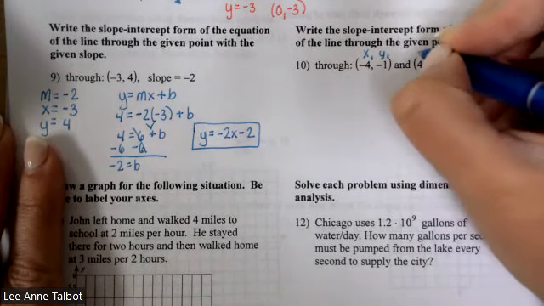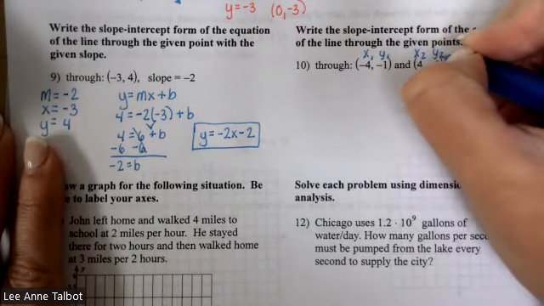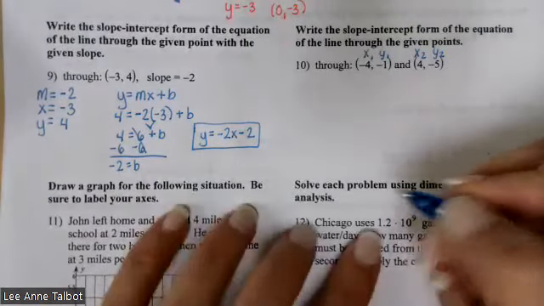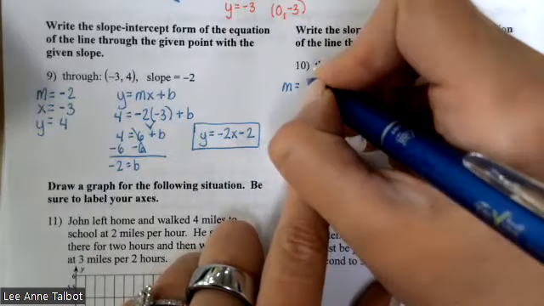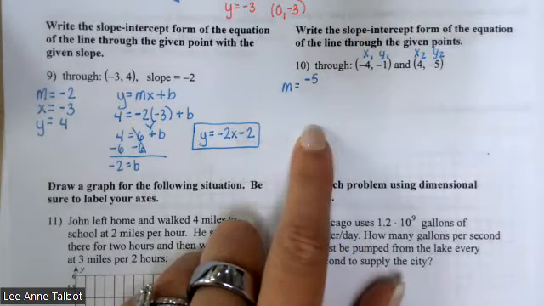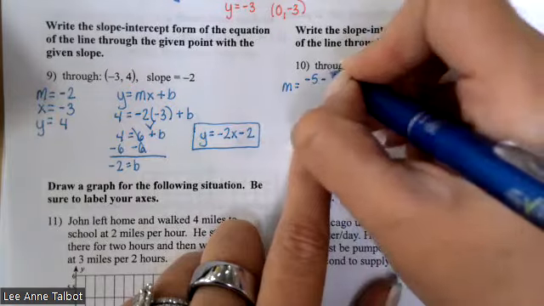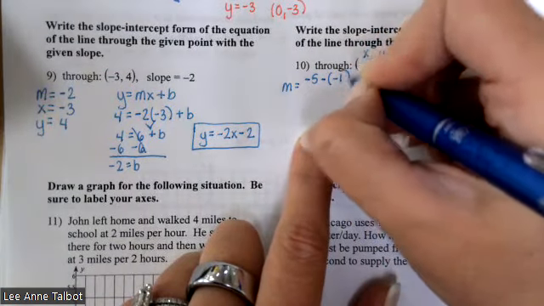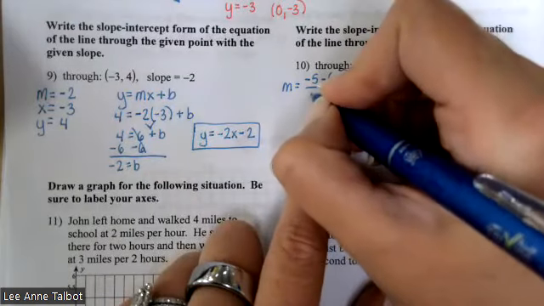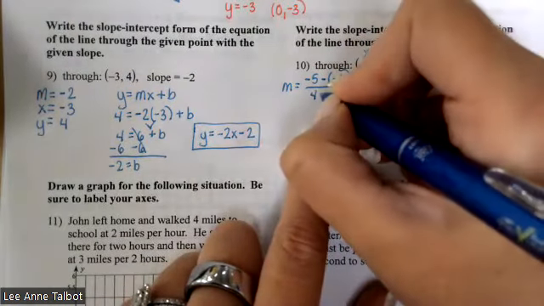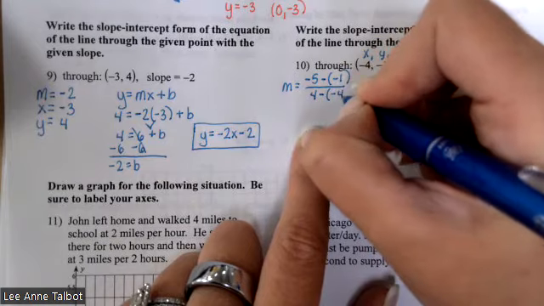x1, y1, x2, y2. m equals y2 minus y1 over x2 minus x1.